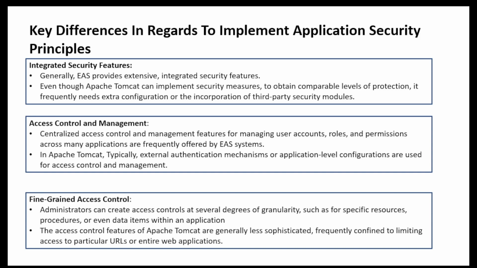On the other hand, in Apache Tomcat, access control management is typically handled using external authentication mechanisms or application-level configuration. Fine-grained access control. Fine-grained access controls allow administrators to define access restrictions with precise targeting of specific resources or even individual data items within an application. While Tomcat offers access control features, they are often less sophisticated, typically limited to restricting access to specific URLs or entire web applications.